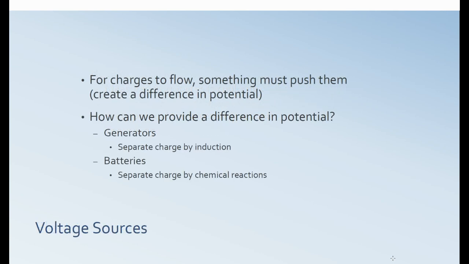And again, to keep these charges flowing, something has to push them. Something has to create that difference in potential. And we can create that difference in potential a couple of ways. By generators, we can separate the charges by induction and keep them flowing that way. And we can also use batteries to separate the charge by chemical reactions, and so again keep that charge flowing from one end to the other.